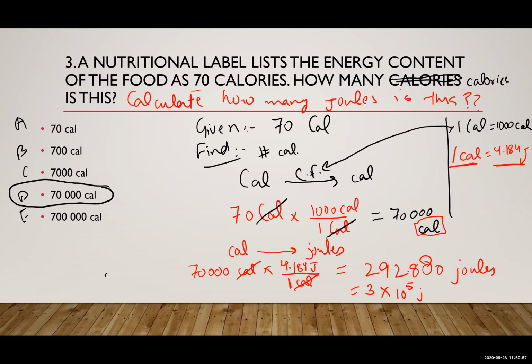Can you write it as 300,000? Yes, that would also be correct, but don't put any decimal anywhere. Yes, 300,000 is also correct.